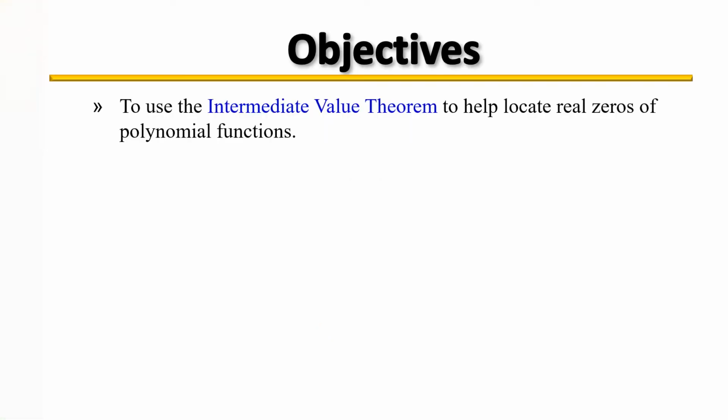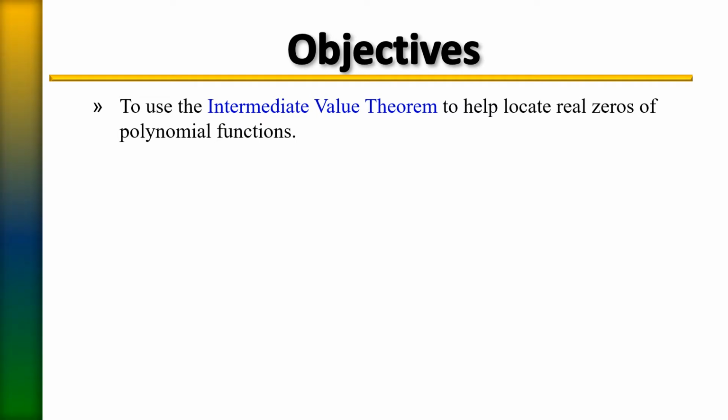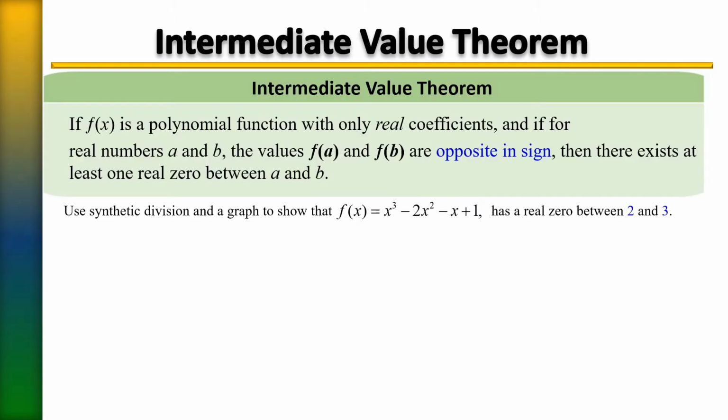In this lesson, we're going to use the intermediate value theorem to help locate real zeros of polynomial functions. The intermediate value theorem: if f of x is a polynomial function with only real coefficients, and if for real numbers a and b, the values of f of a and f of b are opposite in sign, then according to the intermediate value theorem, there exists at least one real zero between a and b.